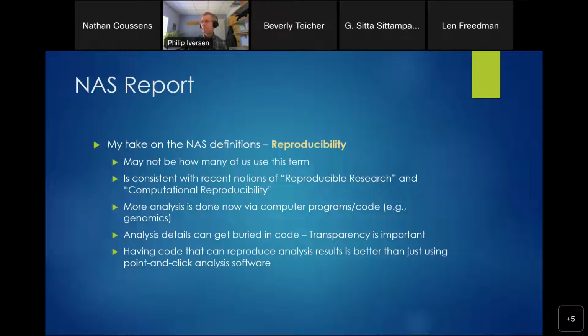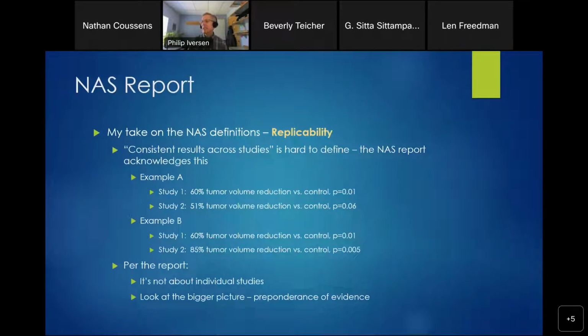Okay. My take on the replicability aspect, consistent results across studies. The NAS report acknowledges that is hard to define. Here are just two examples that occur to me to help us think about this at maybe a basic level. Example A, suppose you did a study, number one, where you observed an average of 60% tumor volume reduction versus a control, and the p-value is 0.01. And you do another study with that same design, same treatment groups, and you observe 51% tumor volume reduction versus control, and the p-value is 0.06. Have you replicated that first result?